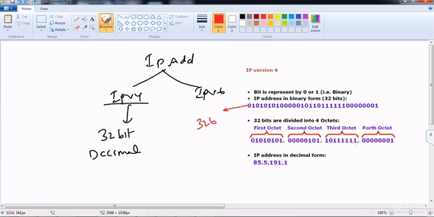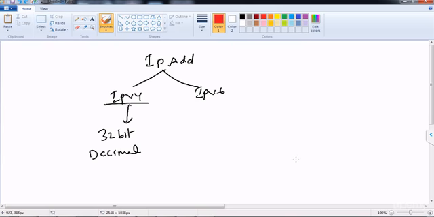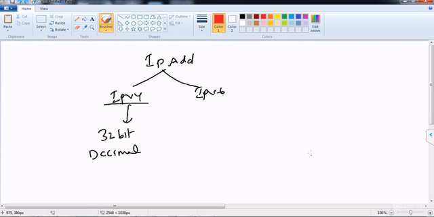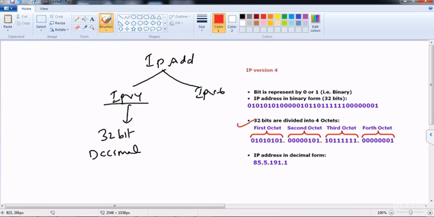So in general you have 4 octets, or we can say 4 portions: the first octet, second octet, third octet and fourth octet. So 32 bits is divided into 4 octets, each a group of 8 bits. But it becomes very difficult for us to understand and remember the IP addressing in the form of binary. So for our convenience we convert this into decimal numbers.